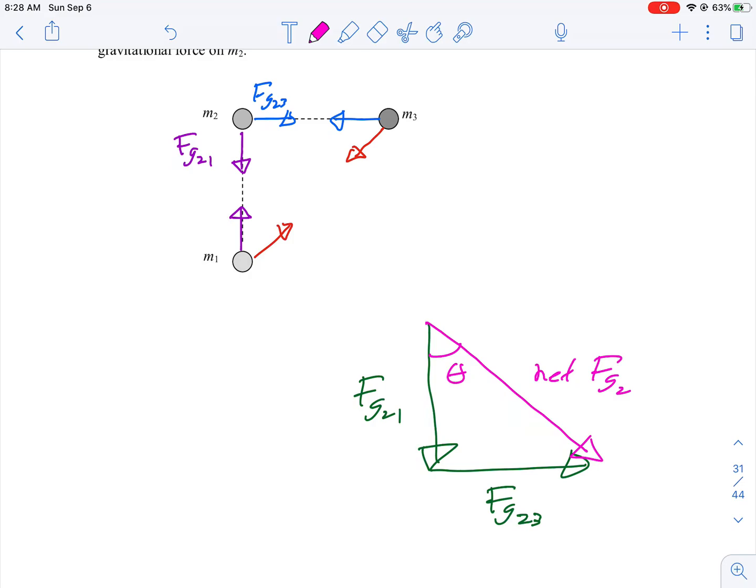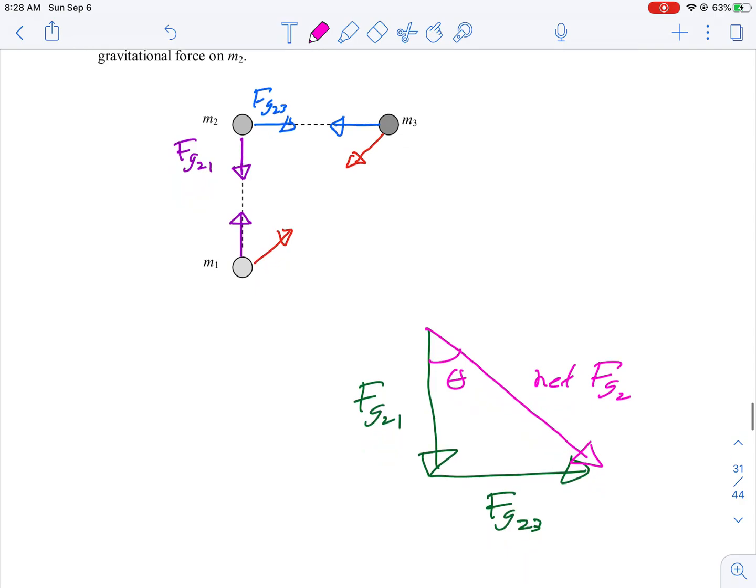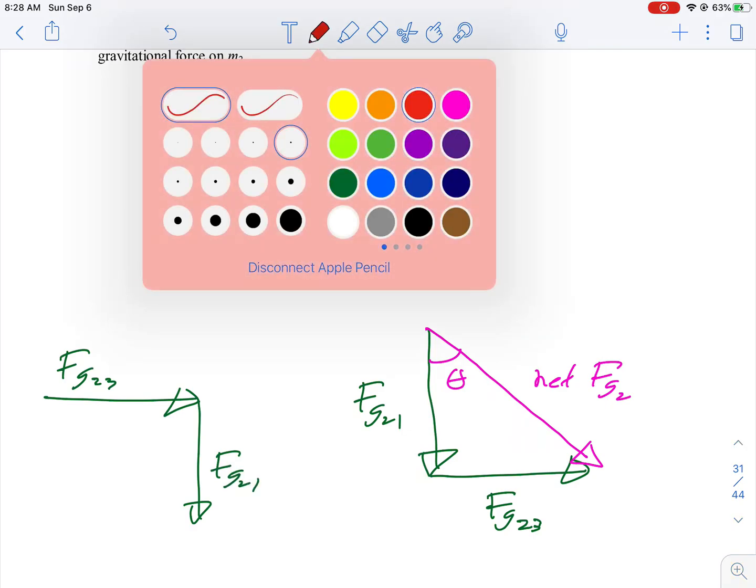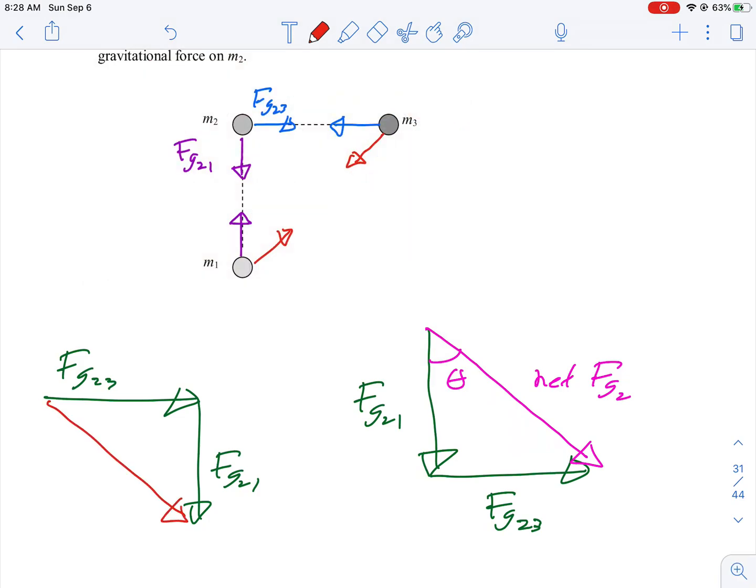That's it. By the way, you didn't have to draw it this way. You could also, very, very quickly, have done Fg23 first, to the tip of that, Fg21, and then its resultant would go from start to finish, and it would have a different angle. We'll still call it theta, but it would be a different angle than the pink theta on the other side there. Good. Either of these two diagrams is perfectly fine.